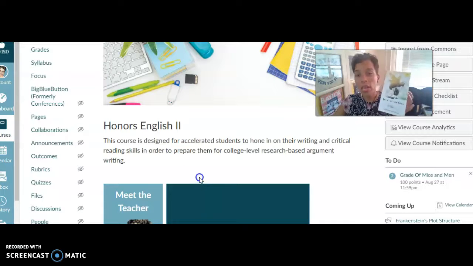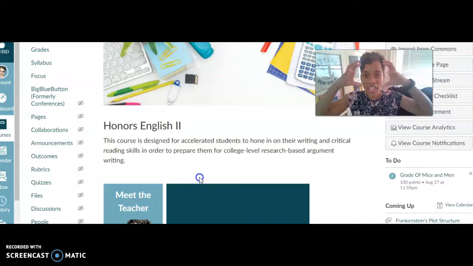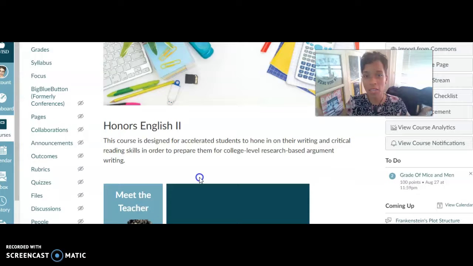The novel reading is to just get a lot of reading under their belt so that they have a lot of references they can make in their writing for the future, because again, I'm preparing them for their college level courses on the next level.